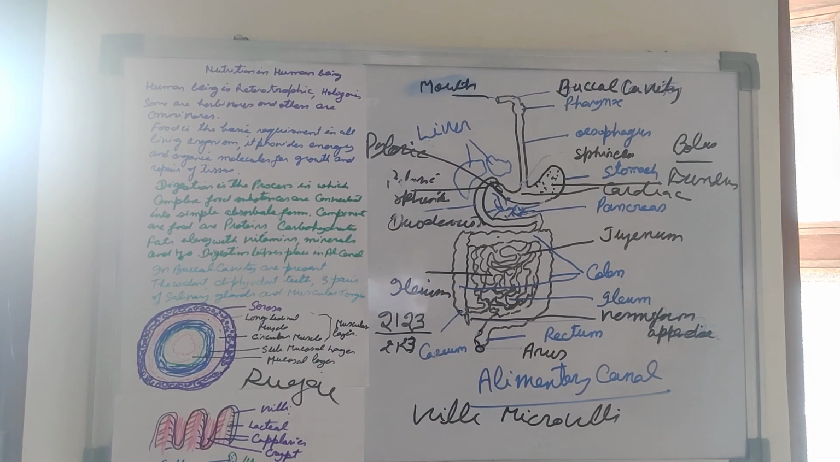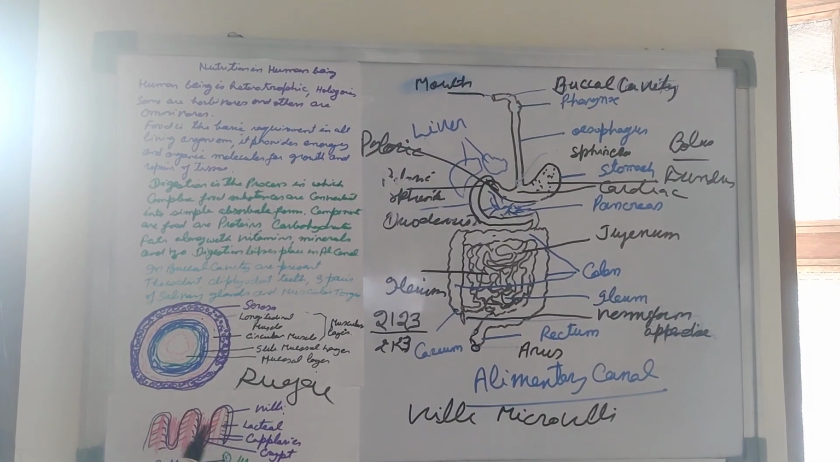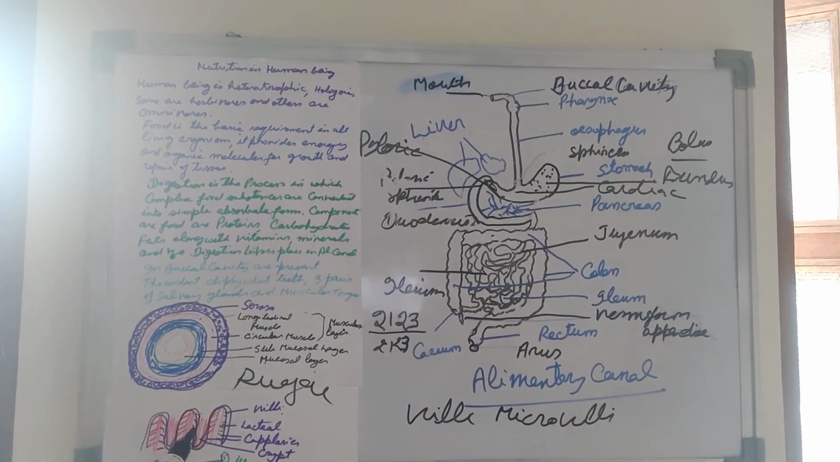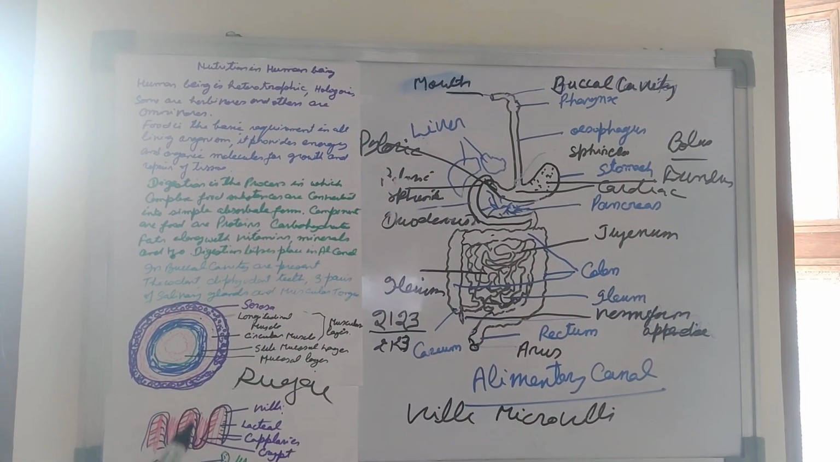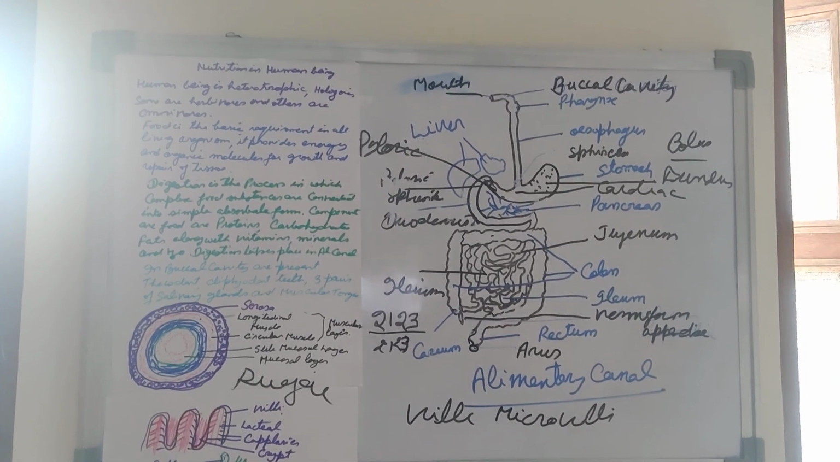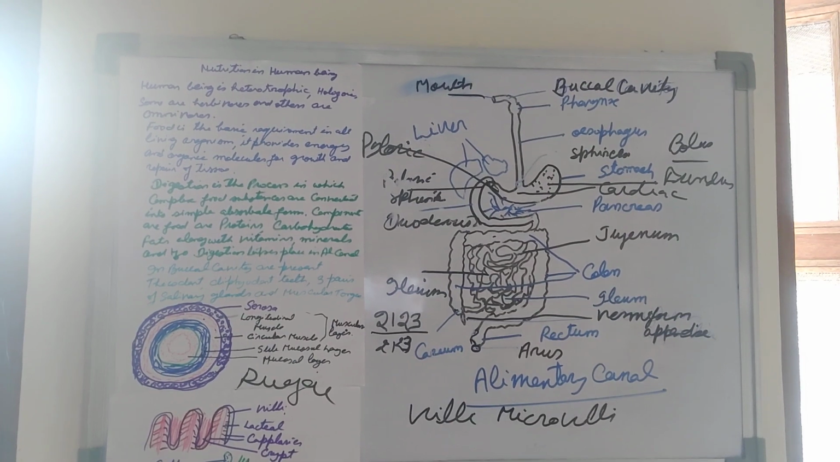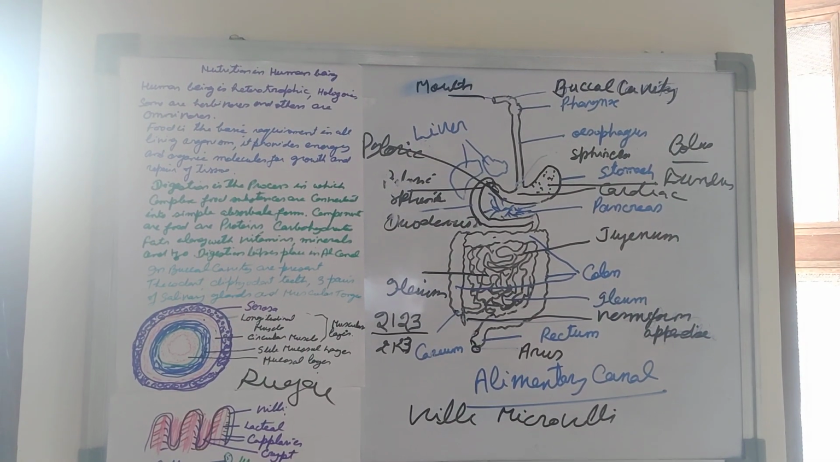The mucosal layer in between two villi is supplied with lymph vessels and it forms the crypt. These are called the crypts of Lieberkühn. So this is all about the structure of villi.